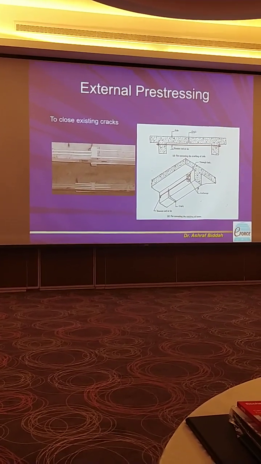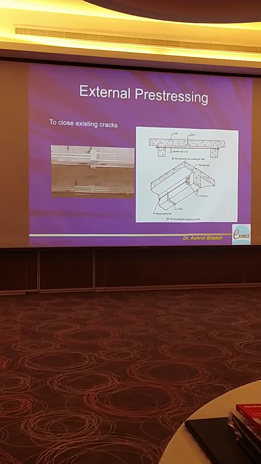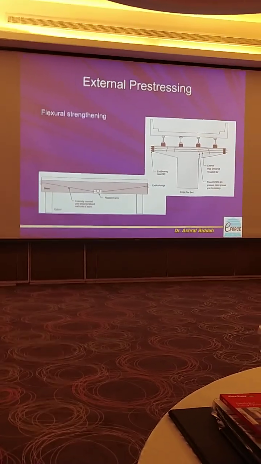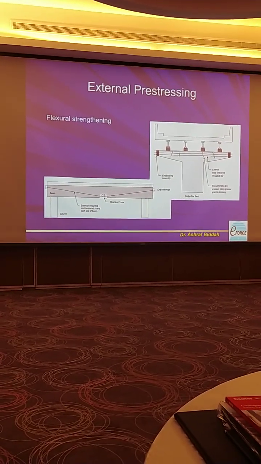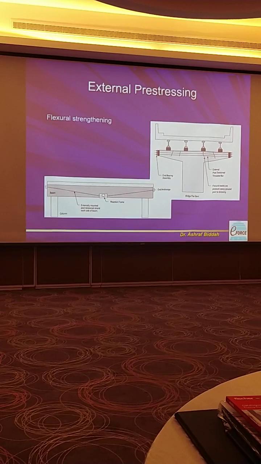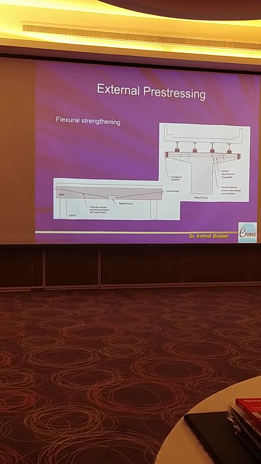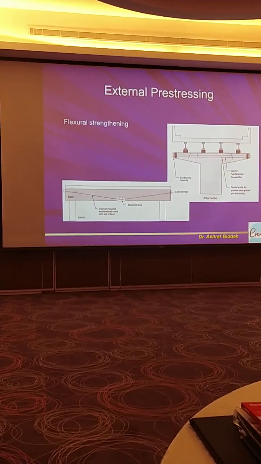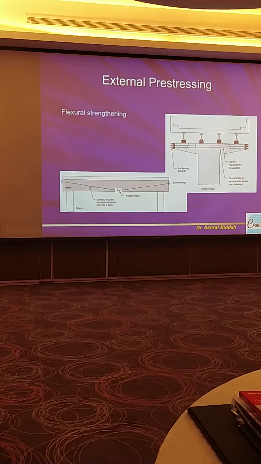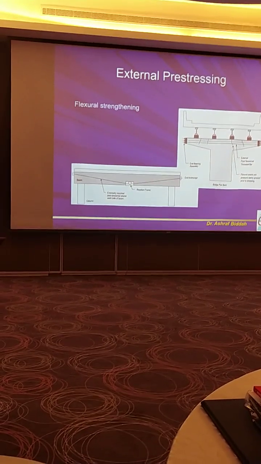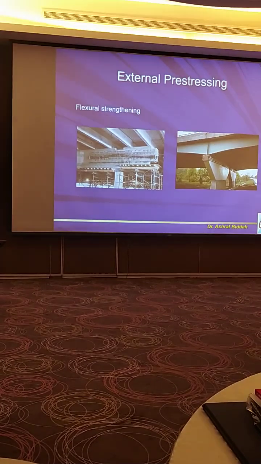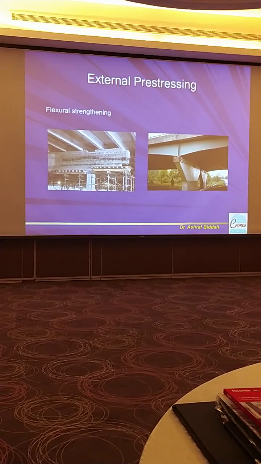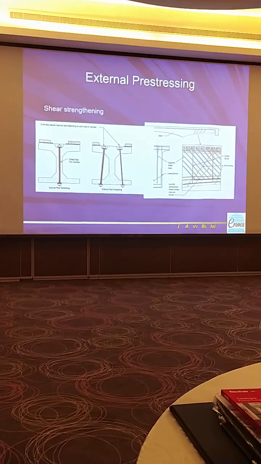External pre-stressing to close these kinds of cracks that happen in a beam. This is a very famous issue: a double cantilever carrying a bridge, and you start having cracks like that, so you can use external pre-stressing. Or if you have a beam like that and you have a problem with deflection, you can also use external pre-stressing by having a pivot and pre-stressing it from here and there. This is an example of external pre-stressing. This is also external pre-stressing.